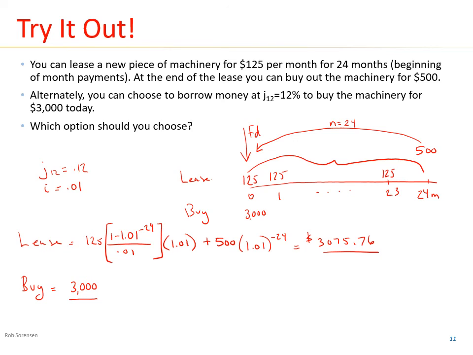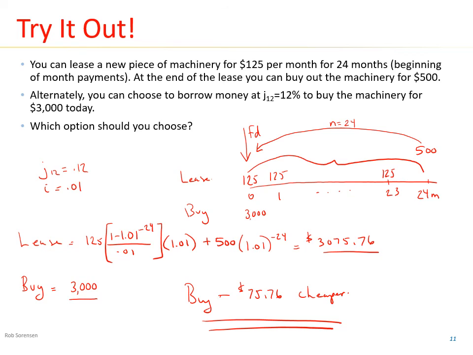Sometimes it's a little deceiving. You might think, oh, I have to work out payments for the loan at 12% and compare them to the lease. But that's not the case here. It's much simpler just to work in the present. So let's do that. So we've got $3,000 for buying, $3,075 for leasing. So the cheaper option is to buy, and that's $75.76 cheaper. That's the final answer for that one.